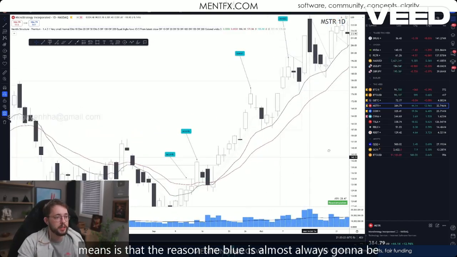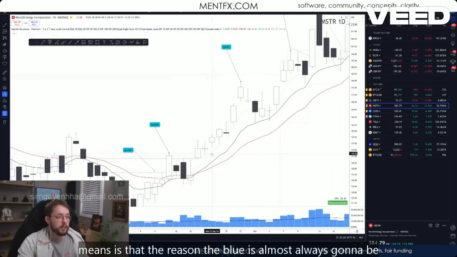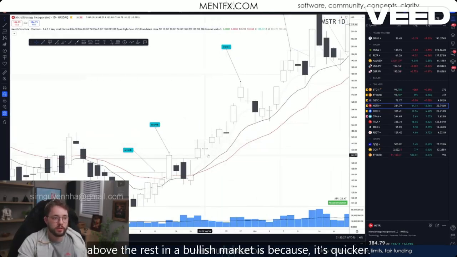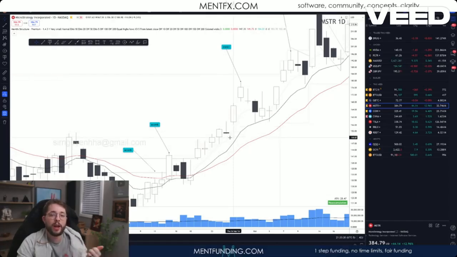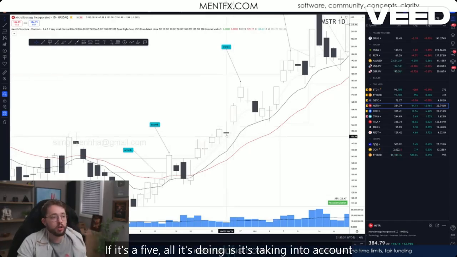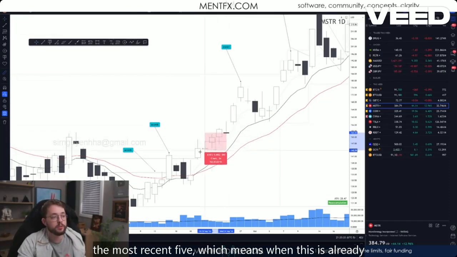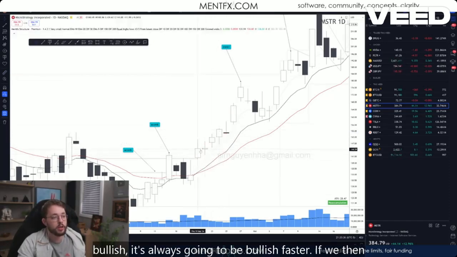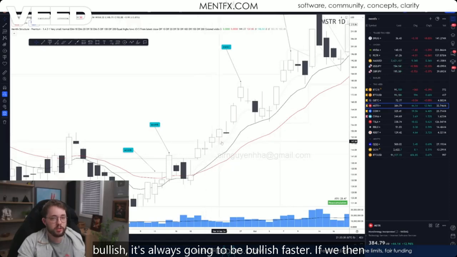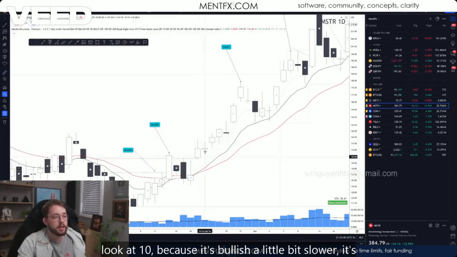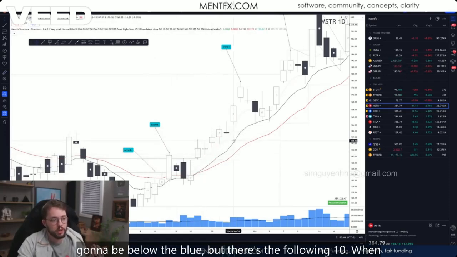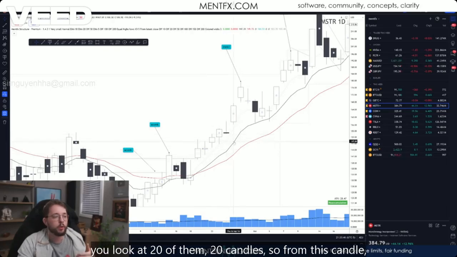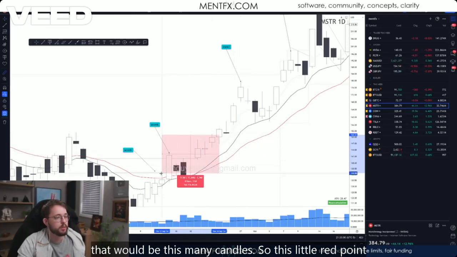So all this means is that the reason the blue is almost always going to be above the rest in a bullish market is because it's quicker. If it's a 5, all it's doing is taking into account the most recent 5, which means when this is already bullish, it's always going to be bullish faster. If we then look at 10, because it's bullish a little bit slower, it's going to be below the blue, but there's the following 10. When you look at 20 candles, from this candle, that would be this many candles.